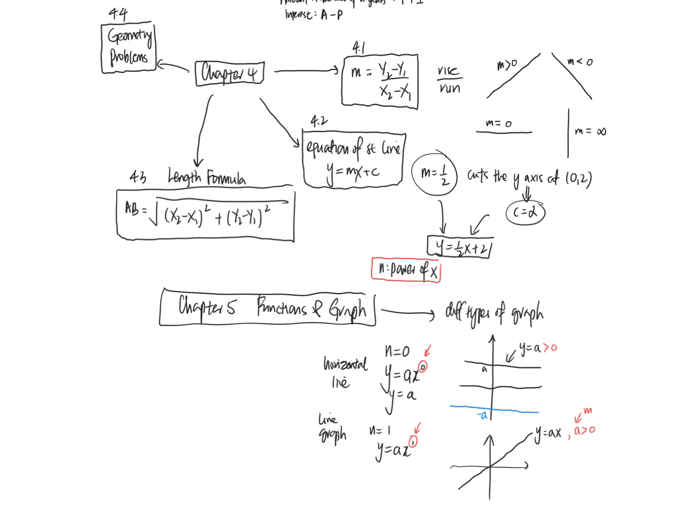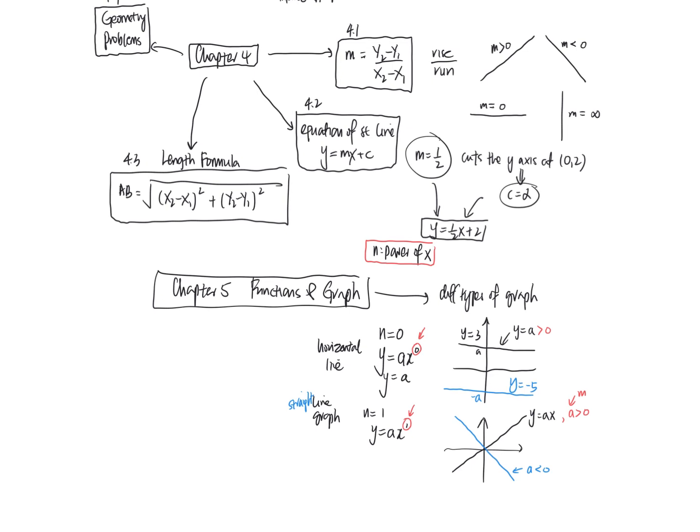So if I ask you to draw, let's say this one is y equals minus 5, that is below. This one is y equals 3, then it's above. When the gradient is positive, it's upward sloping. When it's negative, it's downward sloping. This is when a is negative. So this is called a straight line graph.